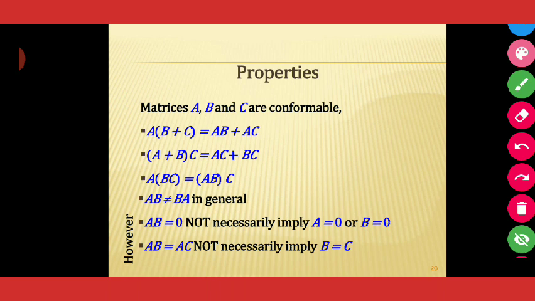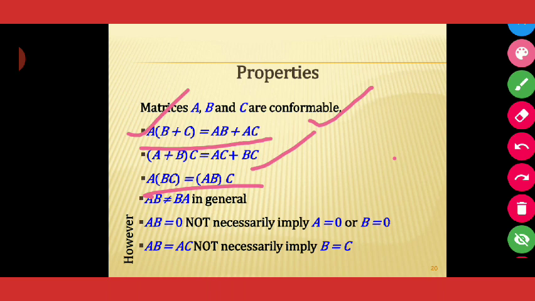Consider A, B, C are three matrices. First property is the distributive law. A(B + C) = AB + AC. That is, you can distribute A over the sum of B and C from the left side as well as from the right side. And for multiplication, A(BC) = (AB)C.